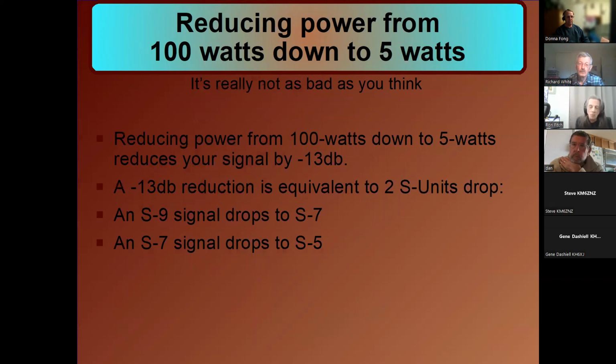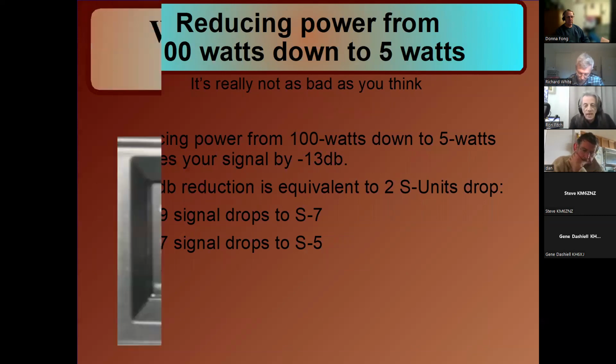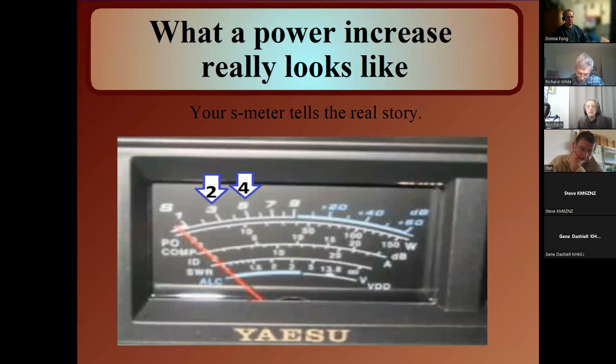If you take your radio, as I've been doing, at 100 watts and turn it down to 5 watts, you're reducing your signal by almost 2 S units. So if you were S9 before, you're now an S7. If you were S7, you're now an S5. Let's look at that again. There, you can see the difference between S5, where the 4 is, and an S9, which is the middle of the scale.